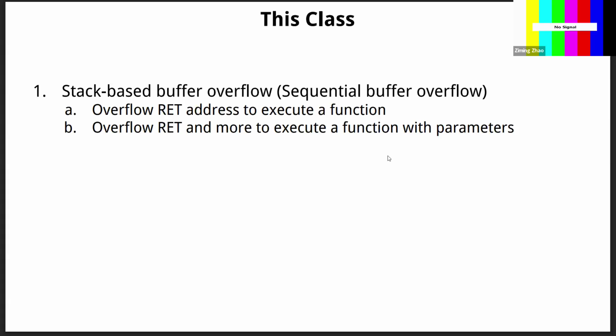Like the saved EBP is actually a data pointer. It points to the previous function's stack frame. But in that data structure, there is also a return address. In C, you also have function pointers. So a function pointer obviously is a code pointer. So we're going to see how we can overflow the return address so we can execute a function.